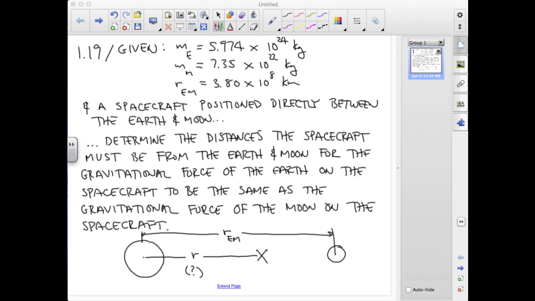And we're specifically requested to find the distances the spacecraft must be from the Earth and Moon for the gravitational force of the Earth on the spacecraft to be the same as the gravitational force of the Moon on the spacecraft. So take a moment now and pause this video and try this problem yourself and return when you're ready to see a solution.